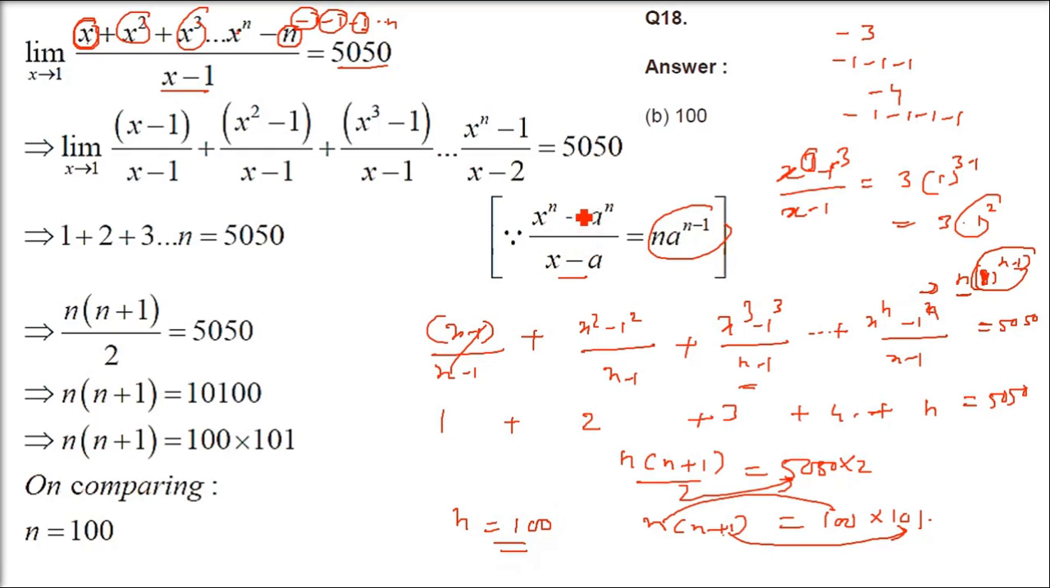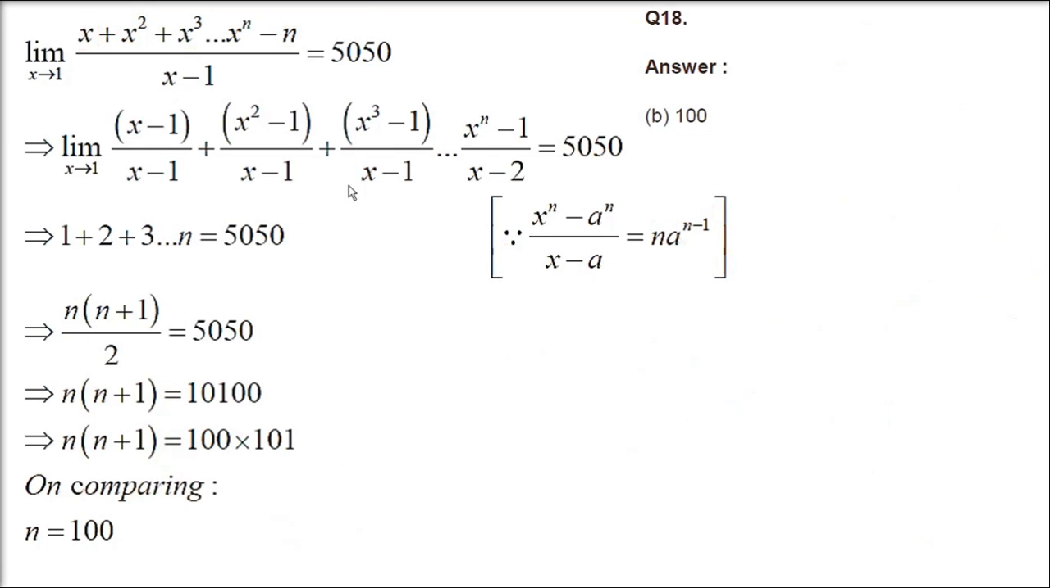The same thing. The main thing is x raised n minus a raised n by x minus a, where the limit is x tending to a. We are going to get n a raised n minus 1. Otherwise, it's a normal solution. Only this thing is important.